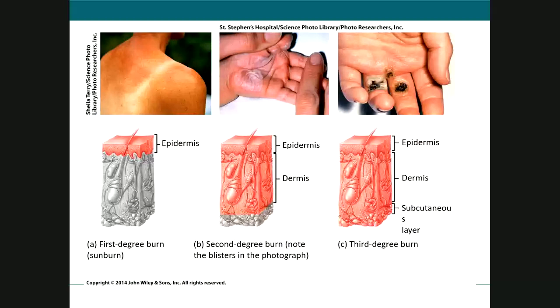So again, first degree burn would be the epidermis. There are no blisters in this, okay? Second degree burn will go through the epidermis and the dermis, and in this one you will see blisters. And then third degree burn includes full thickness burn, and it goes through the epidermis, the dermis, and the subcutaneous layer.